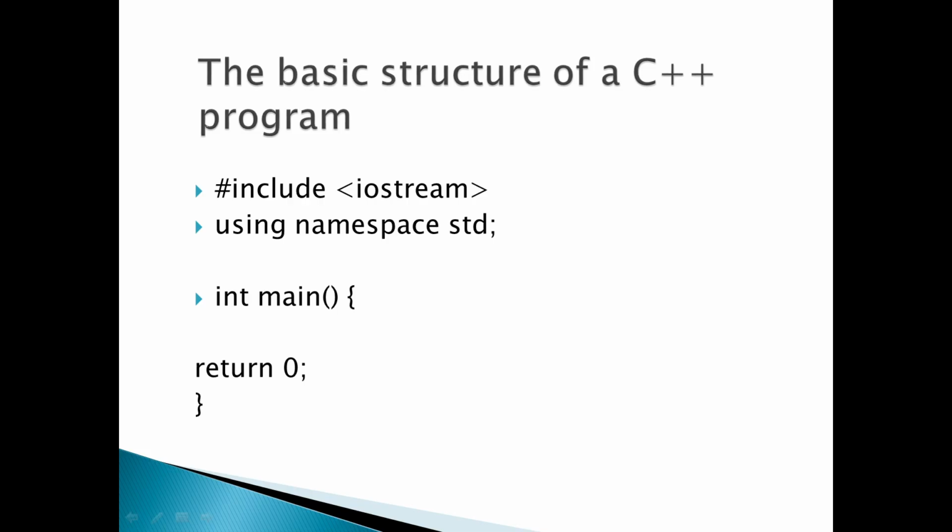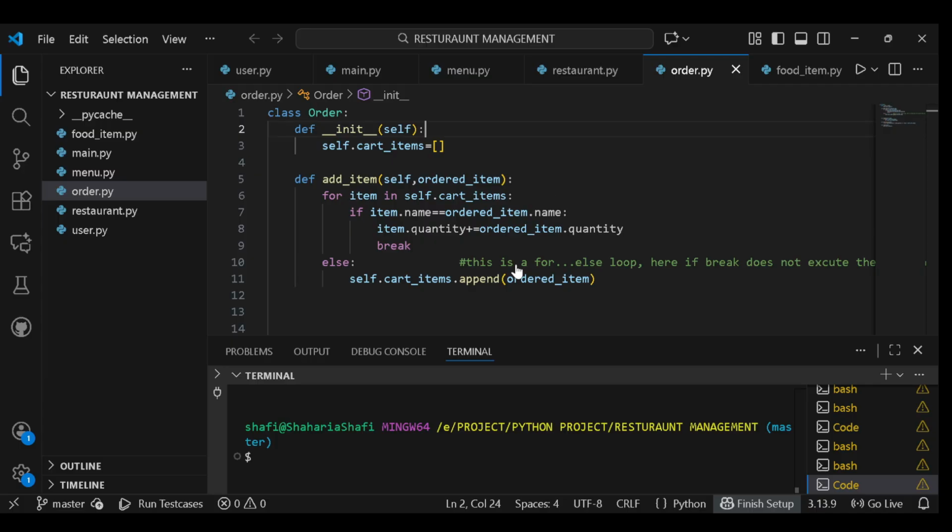Then we have return 0. This means the program ended successfully. You will see this is a very beginner program. So this is the basic structure of a C++ program. We will write our program inside the main function. Okay. So now we're gonna write our very first program.